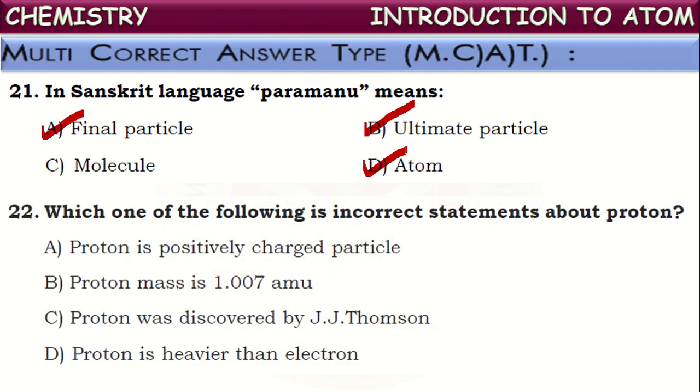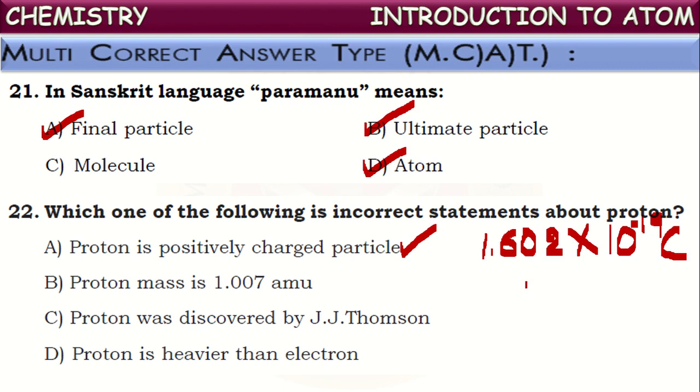Okay. Next one. Which one of the following is an incorrect statement about proton? So proton is one of the fundamental particles which has 1 unit positive charge and 1 unit mass. Relatively, it is considered as 1 unit charge and 1 unit mass. Now let us see the statements given. Proton is a positively charged particle. Is it correct? Yes. Proton is a positively charged particle with a charge quantitatively equal to 1.602 into 10 to the power of minus 19 coulombs. This is the charge of each proton, relatively considered as 1 unit positive charge.